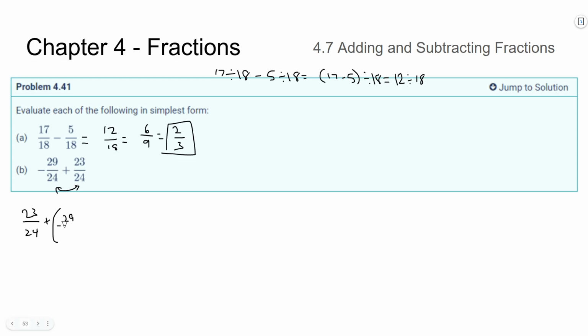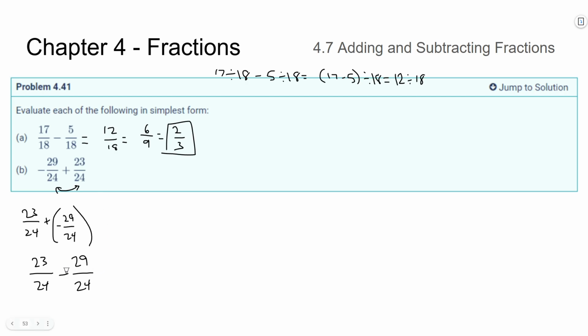29 over 24. Okay, but you know that adding a negative is the same thing as subtraction. So this is going to be the same thing as saying 23 over 24 minus 29 over 24. You don't have to do this step if you want to just do the problem here the way it is. That's totally fine. If it's easier for you to think about in this form, then that works too. You'll get the same answer either way.